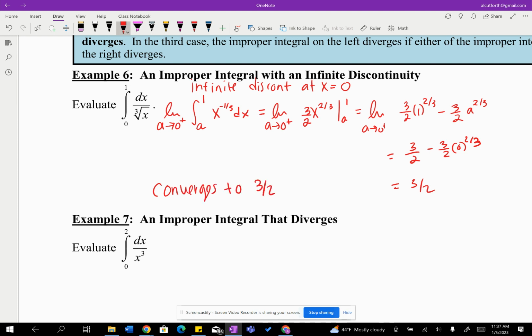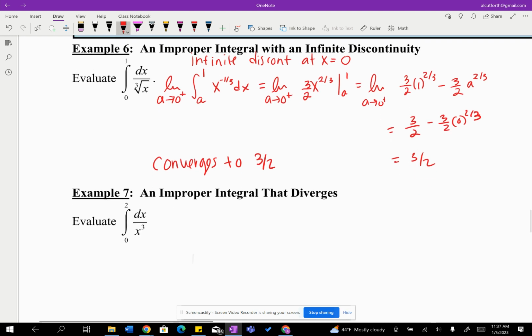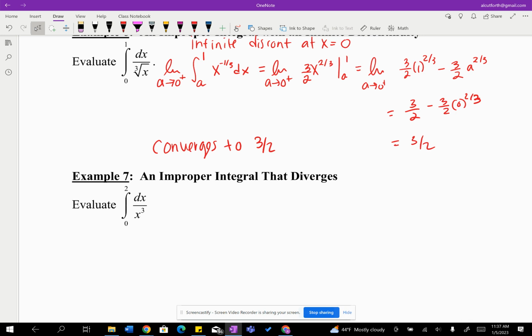So even though there's a vertical asymptote at the endpoint, this area gets smaller and smaller and smaller, and it gets close. I mean, this is the exact same function, but the idea is that area still approaches 3/2. So let's do another one. Why is this one an improper integral?